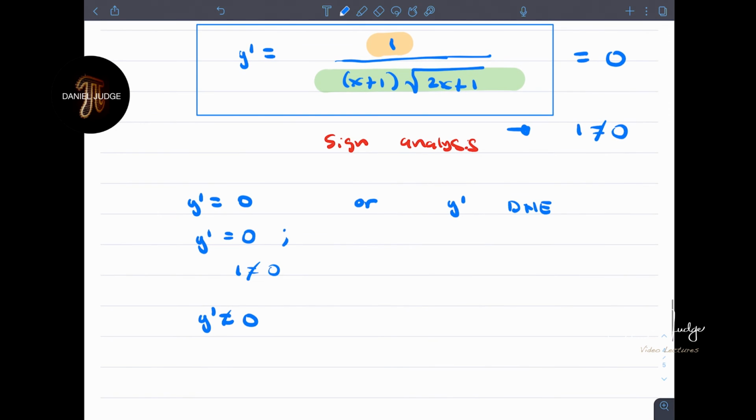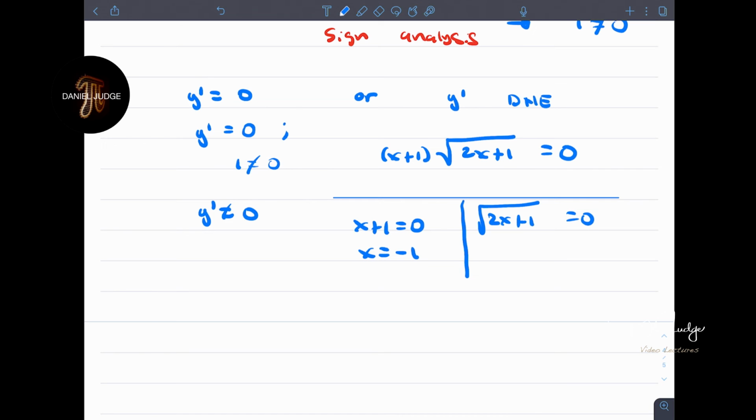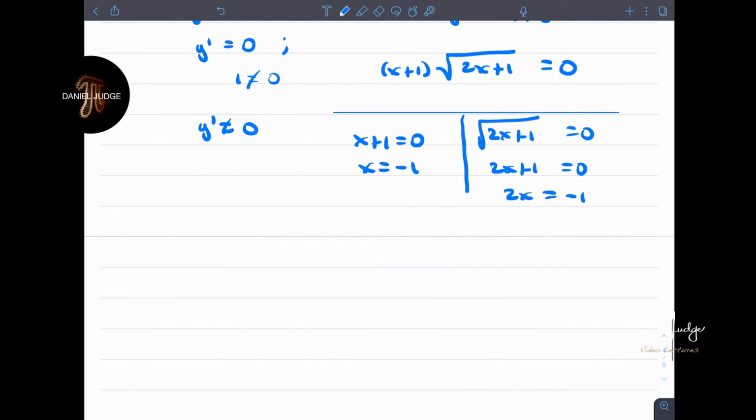But what about if the derivative does not exist? X plus 1 times the square root of 2x plus 1 is 0. So where in the world does this happen? Well, you got x plus 1 equal to 0, which means x is -1. And then you got the square root of 2x plus 1 equal to 0, which means 2x plus 1 is 0, or 2x is -1, and we get x is equal to -1/2. I apologize, x is -1/2. This is my solution here. So let's go back and remember here.